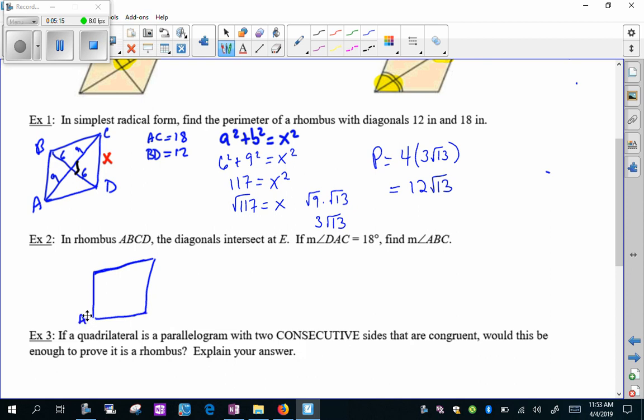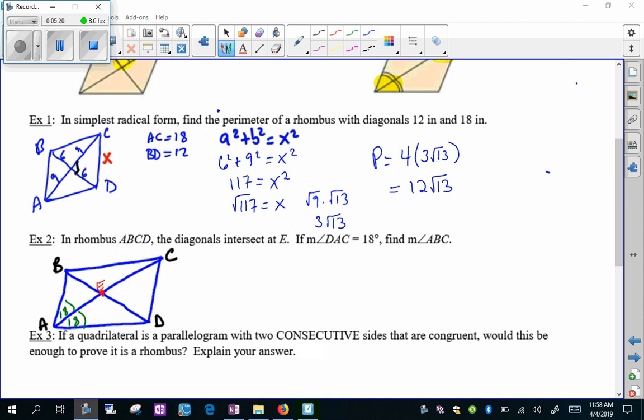So I have A. Okay, so I went ahead with my drawing here, just to make it bigger so that you can see it. So what I have here is rhombus ABCD around the horn. I have the two diagonals intersecting at E, and then I have the measure of angle DAC is 18. So I need to find the angle measurement ABC. So that's this angle measurement right here.